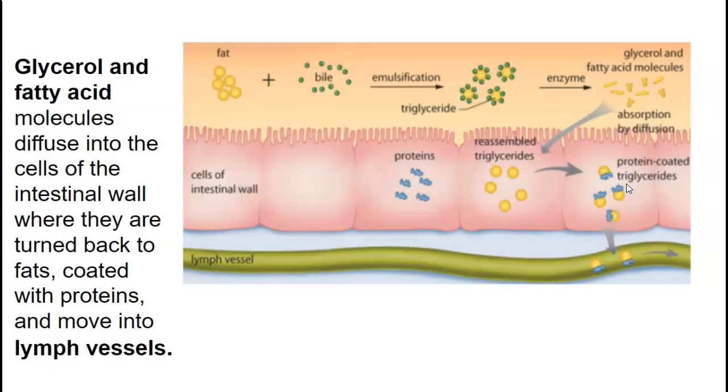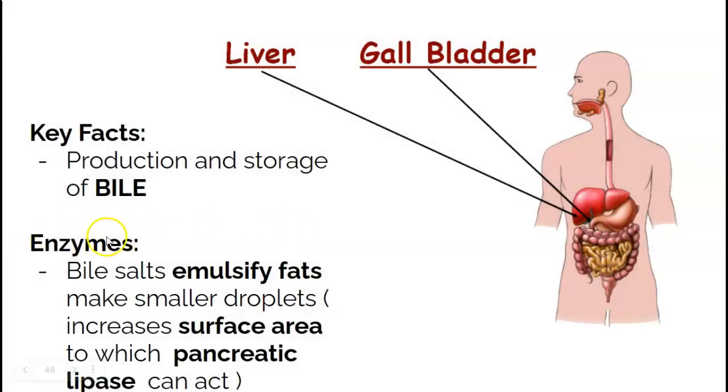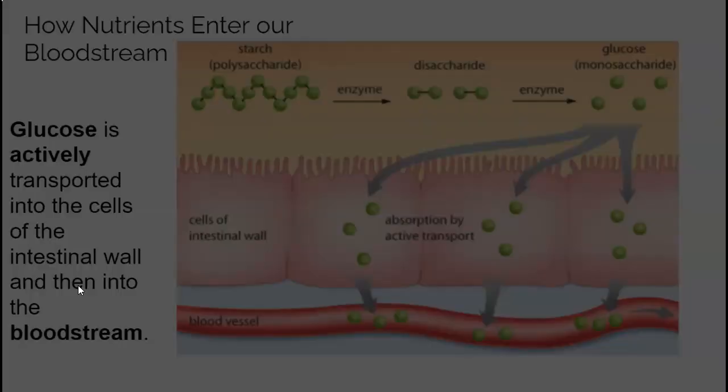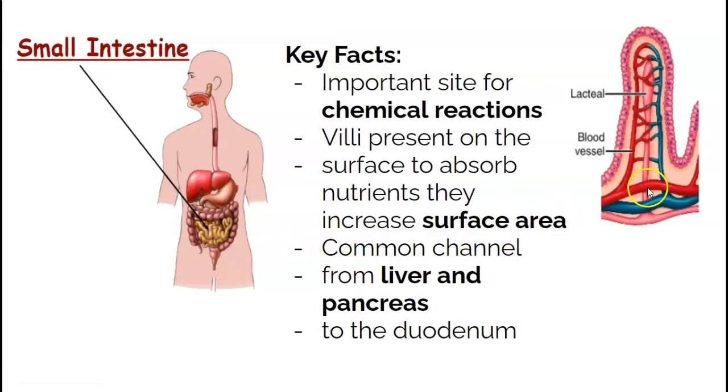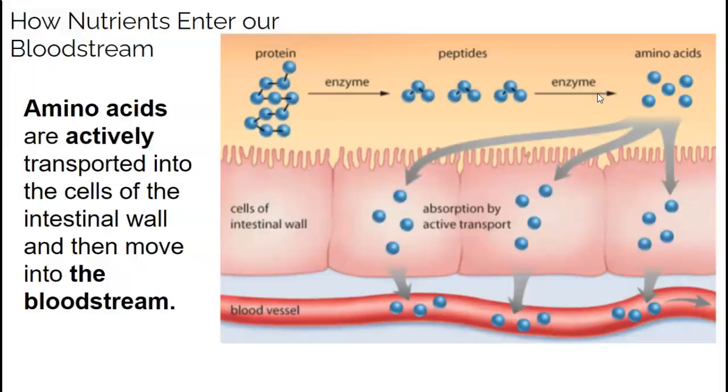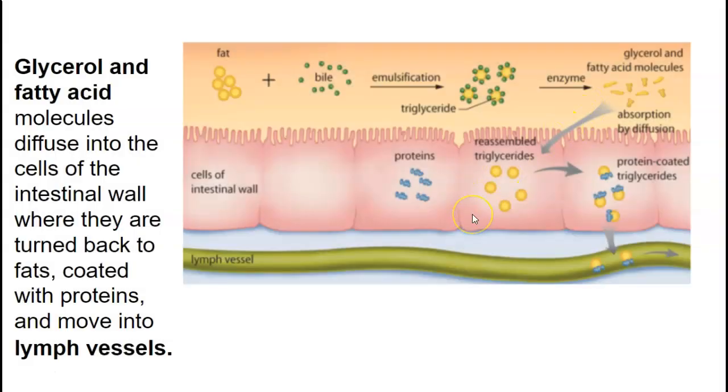Glycerol and fatty acids or lipids are a very different story. So if we go back and look here, you're going to see this structure running up the center of the blood vessels. So here's our blood vessels inside your small intestine's villi. This thing right here is called a lacteal. A lacteal is part of what we would call the lymphatic system.